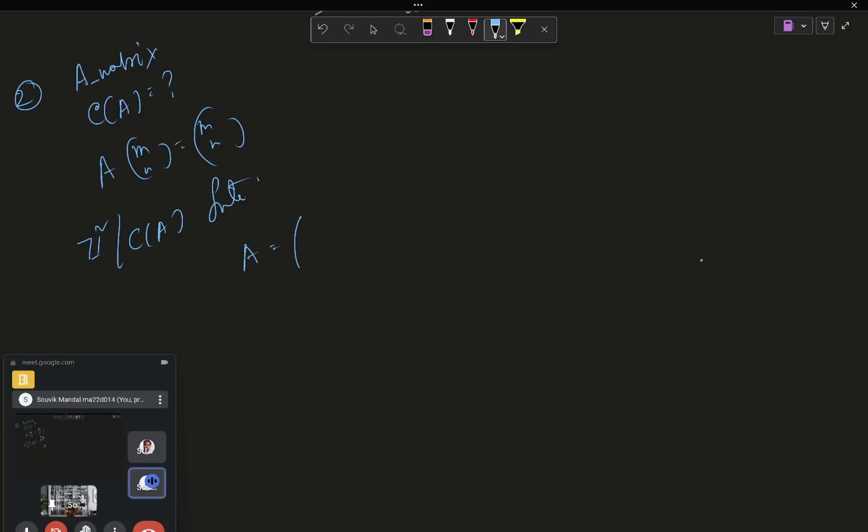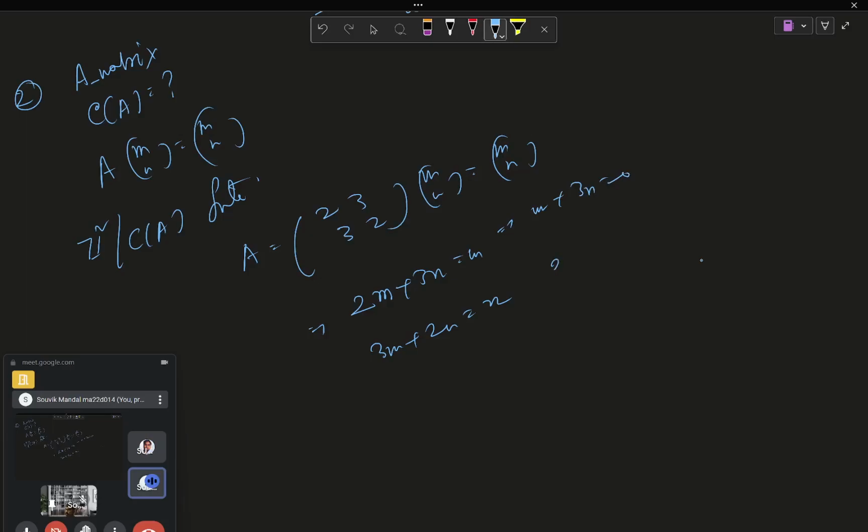So the first answer is given, 3 2 3 2, and now we need to check that A times (m, n) is equal to (m, n), for which m, n. So this implies what? You just do the multiplication. 2m plus 3n is equal to m. 3m plus 2n is equal to n. So this implies m plus 3n equals 0, and this implies 3m plus n equals 0. Correct?